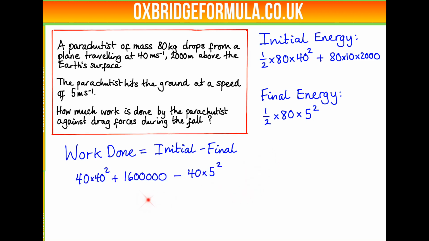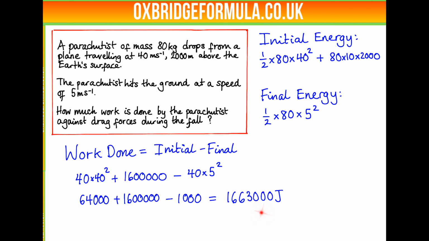So if we put the numbers in, we have 40 times 40 squared, so half of 80 is the 40, plus 1.6 million coming from this, and then minus the 40 times 5 squared. So if we do the calculation, this is 64,000, because it's 40 cubed, plus 1.6 million minus 1,000. So this is simply 1.6 million add 63,000. So the answer is 1,663,000 joules.